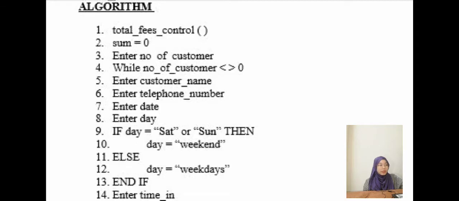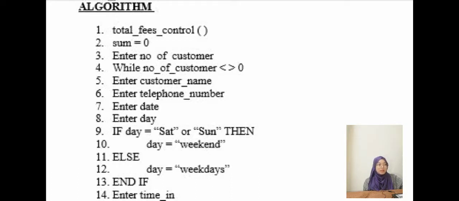In total, we have 65 steps. We start with total fees control and then sum equal to 0, because at the end of the process we need to count the sum, which is the total income per week. That is why we make sum equal to 0, and then enter number of customer, because we need at least one looping process. The looping condition is while number of customer is not 0.